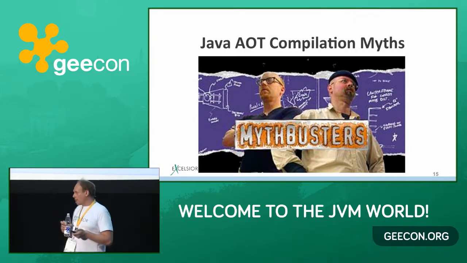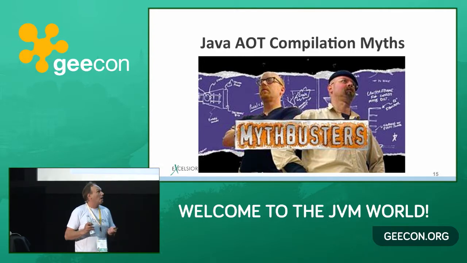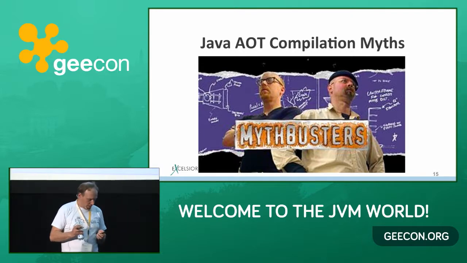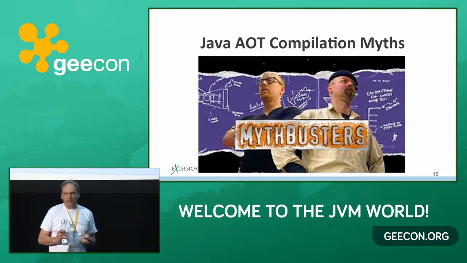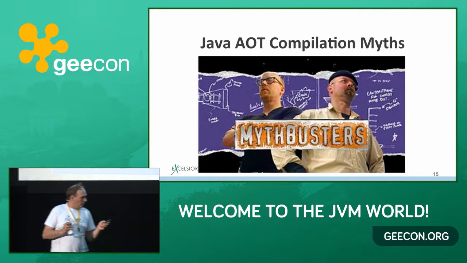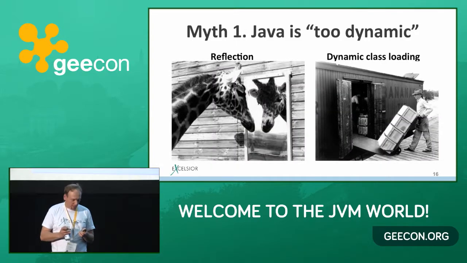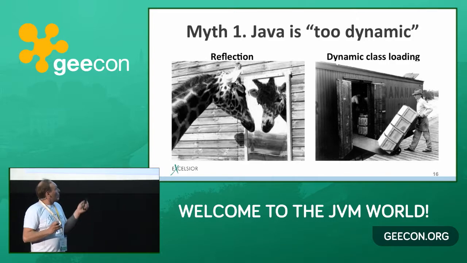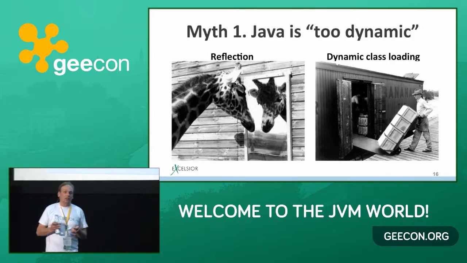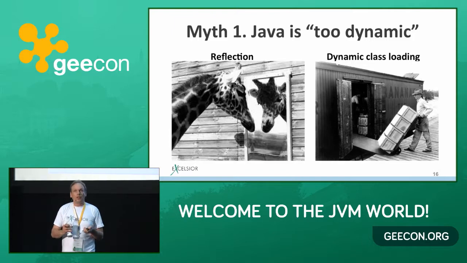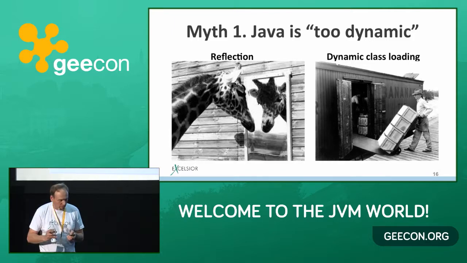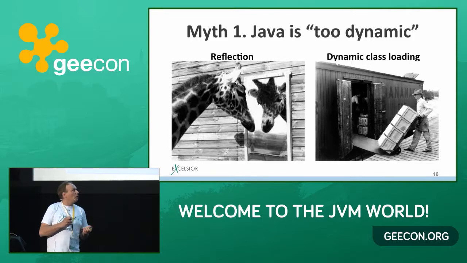Since the inception of Java, numerous myths have developed around Java ahead-of-time compilation. And I would like to start my presentation by dispelling those myths. And the first myth is that Java is too dynamic. It has two features, reflection and dynamic class loading, that make Java static compilation impossible by its nature. But let's look closer at those features.